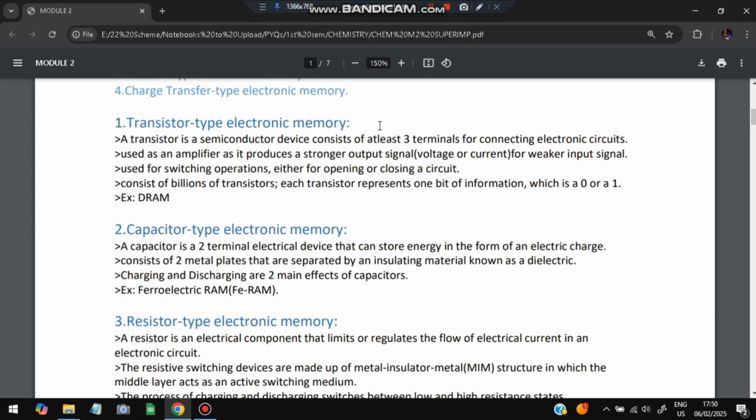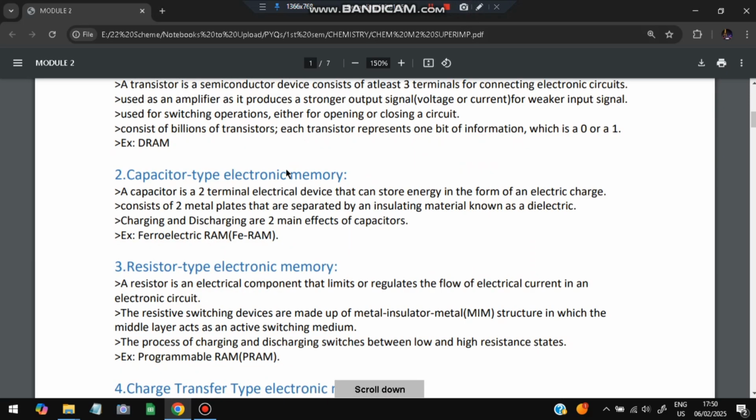So, transistor type electronic memory consists of a semiconductor device of three terminals, and it produces stronger output signals from weaker input signals. It consists of billions of transistors, each holding information 0 or 1. Example is DRAM. This is the transistor type electronic memory.